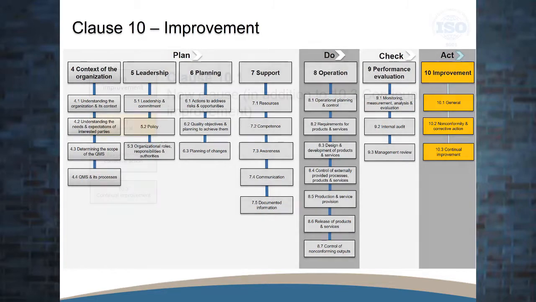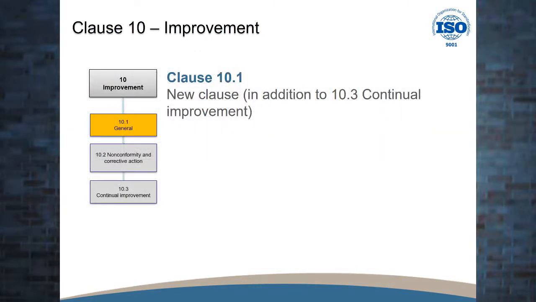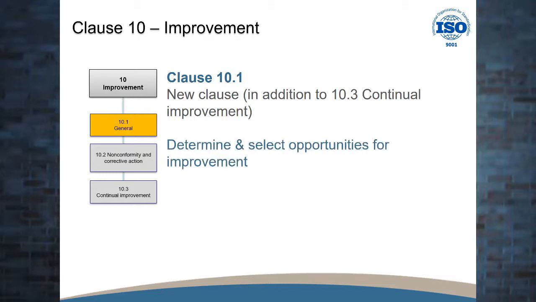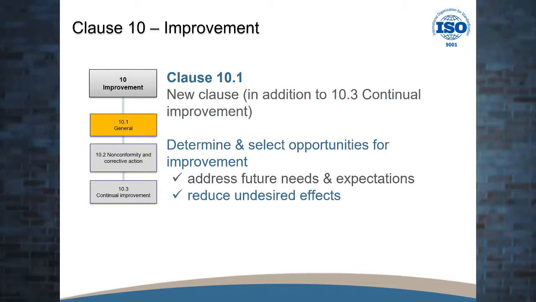Clause 10, improvement. So this is a new clause in addition to 10.3, continual improvement. We have this overarching improvement clause. So determine and select opportunities for improvement to address future needs and expectations. So you're forward thinking here, future needs and expectations, reducing undesired effects.